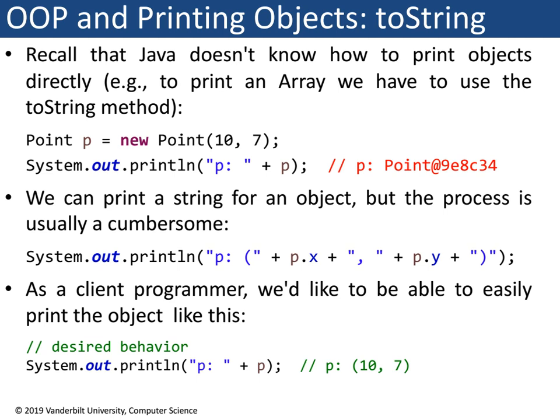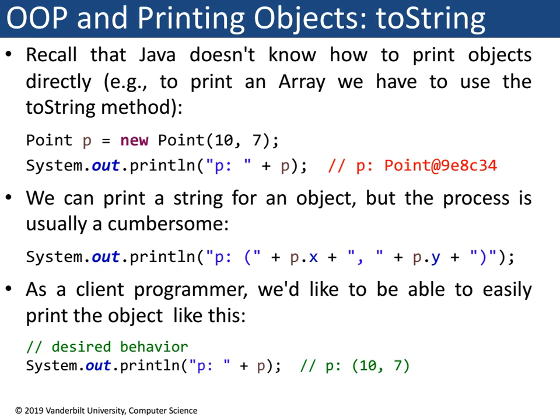So one way we could address this problem is by writing a print line statement in our client program, something like this: p colon space, open parentheses, p dot x concatenated with comma, space, p dot y concatenated with close parentheses. And that would print something that was okay. That would work. But if we ever wanted to print another point, we would have to write this same print line statement again for that point. So we're winding up with a redundant and not reusable solution.